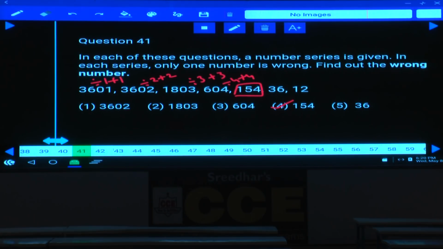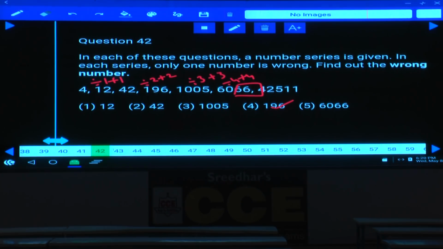And 155 divided by 5 plus 5, that is 31 plus 5, 36, and divided by 6 plus 6, that is 12. And the wrong number is 154, choice 4. The given numbers are divided by 1, 2, 3, 4, 5, 6, and 1, 2, 3, 4, 5, 6 are added. Then question number 42.